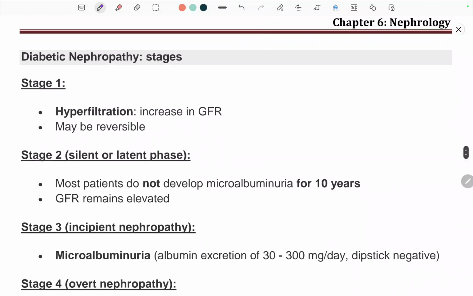Now, diabetic nephropathy stages. Stage 1: hyperfiltration with increased GFR, may be reversible. Stage 2: silent and latent. Most patients do not develop microalbuminuria for 10 years, and GFR remains elevated. Stage 3: incipient nephropathy, microalbuminuria starts. Albumin excretion of 30 to 300 mg per day. Dipstick negative.